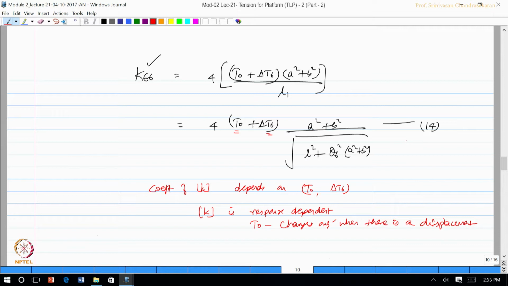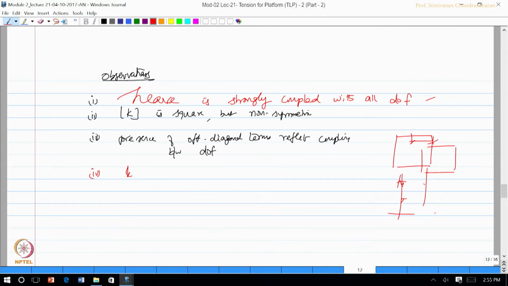Number 1, change in T0 Kij is response dependent. A change in T0 results in alternate tension and compression, which results in fatigue failure of tethers.